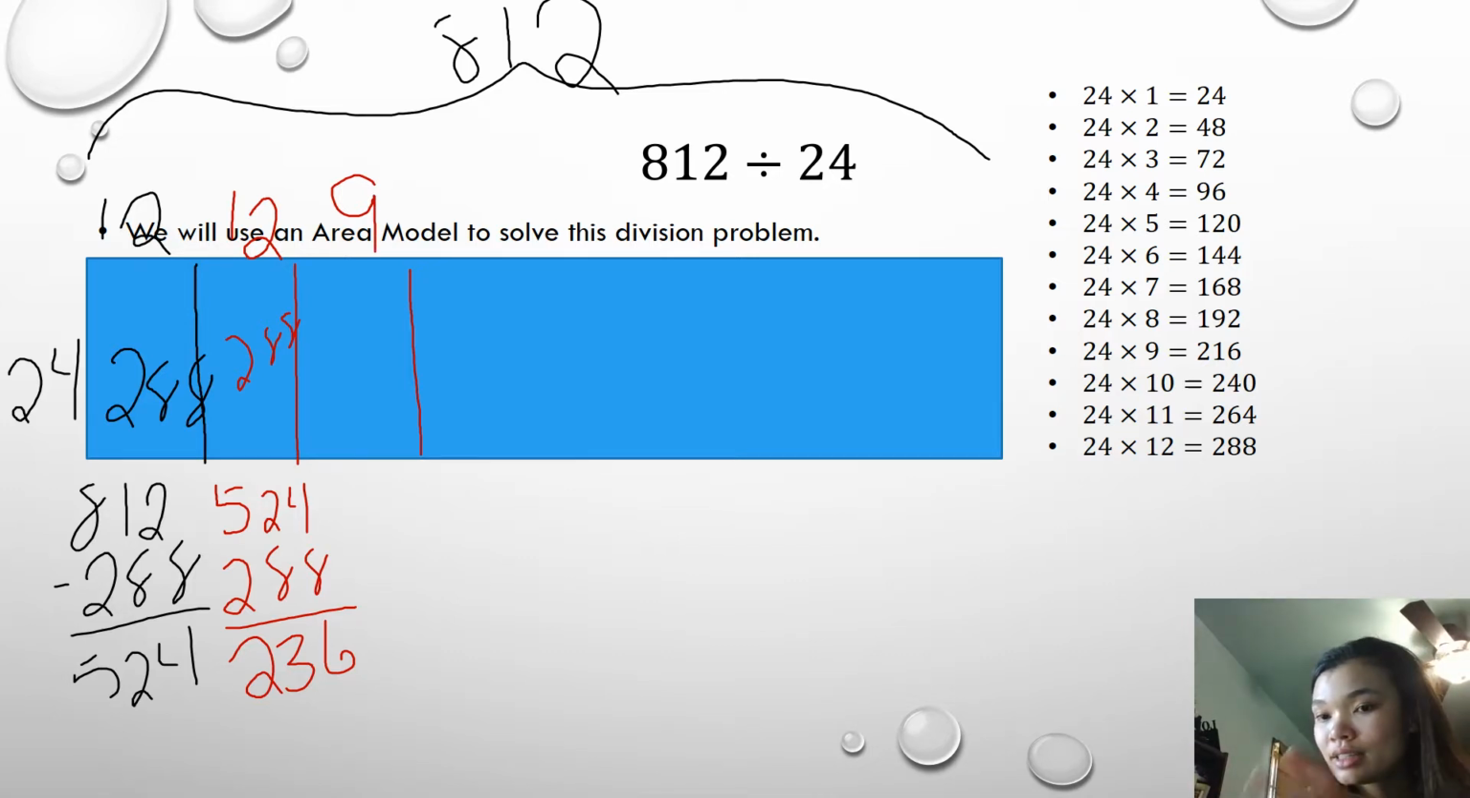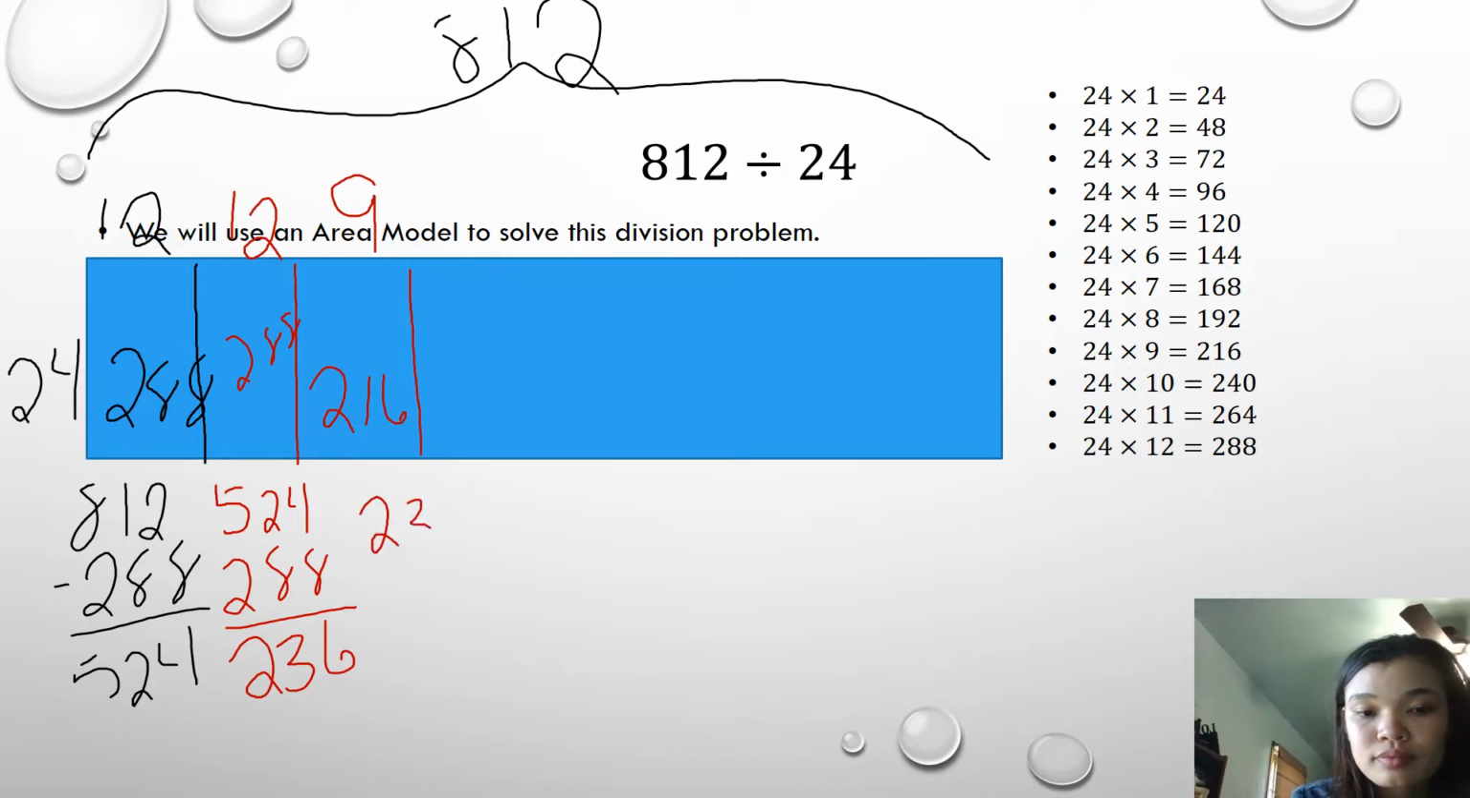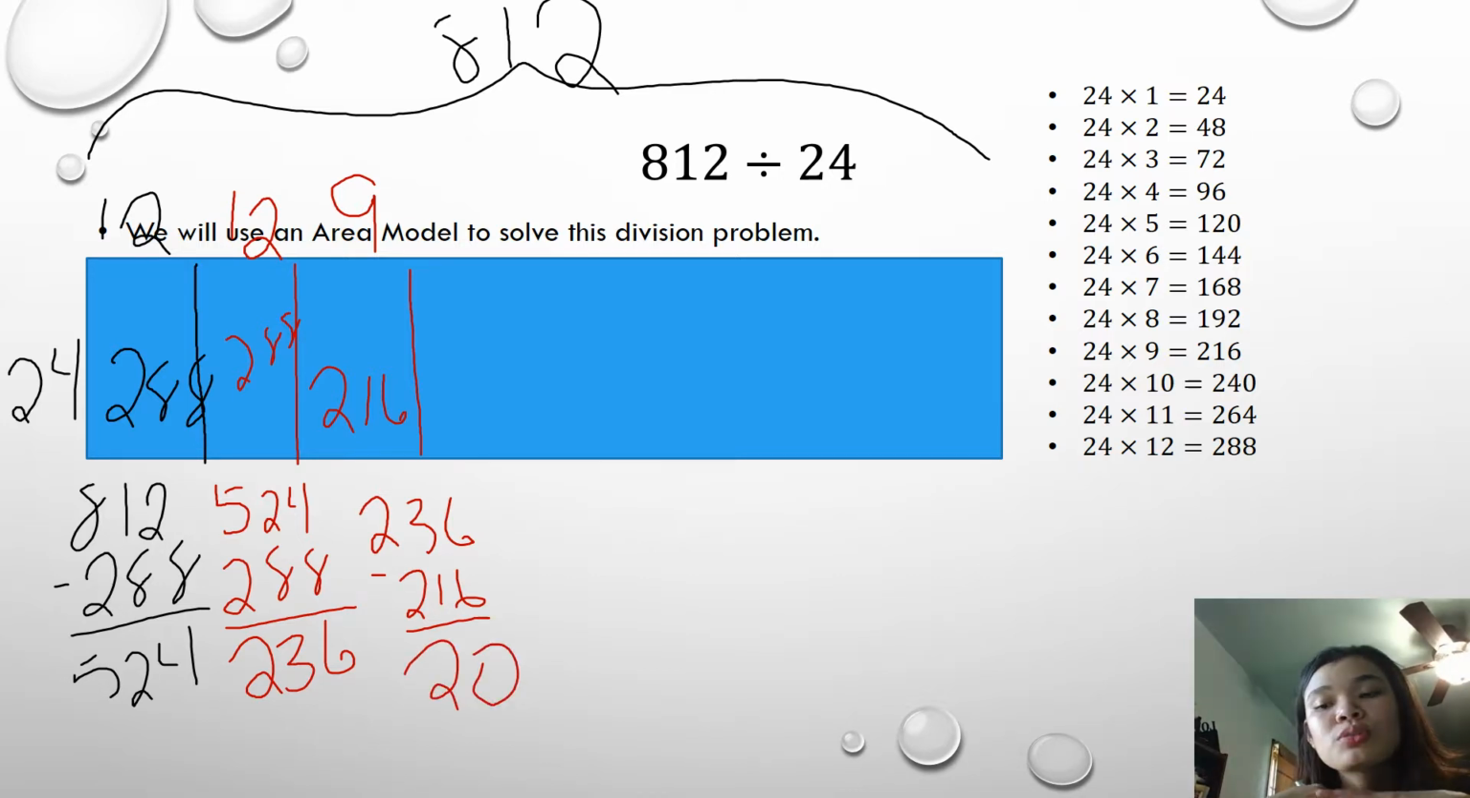You should have up to the side 216. Okay, so now we're going to do 236 minus 216. What is our answer there? What do you get when you subtract those? 20, right? Okay, so can we get 24 to go into 20 without getting a decimal answer? No, we can't, right?